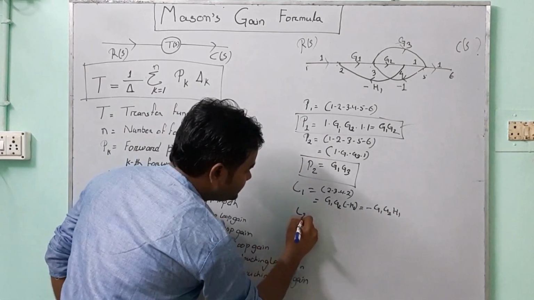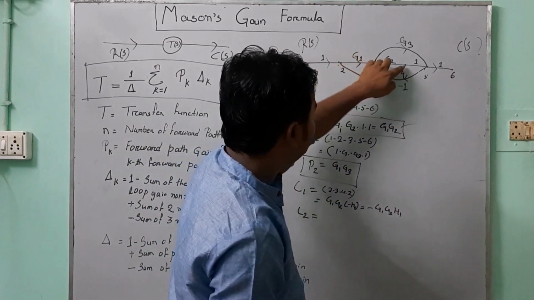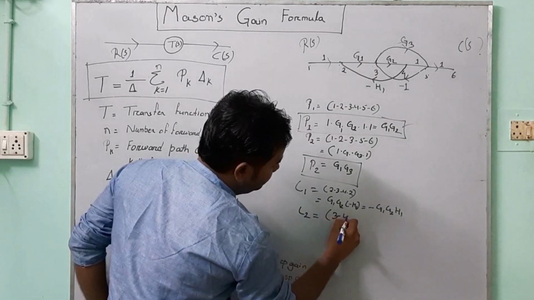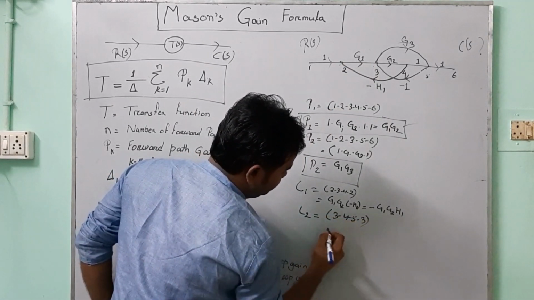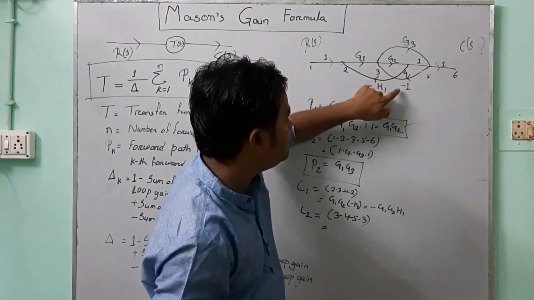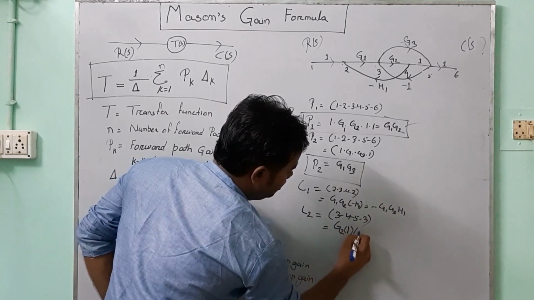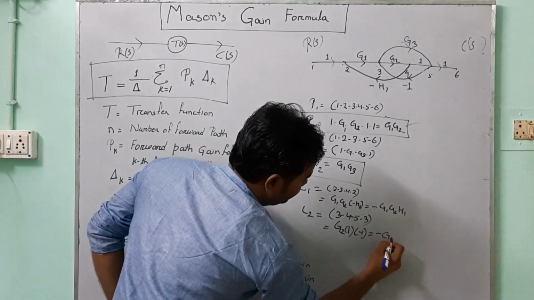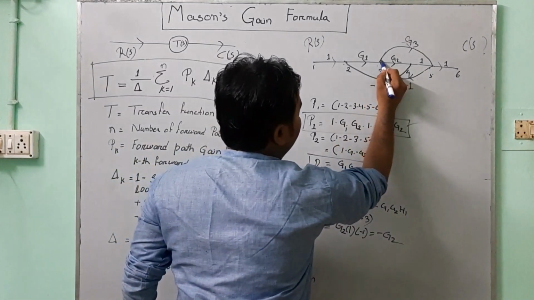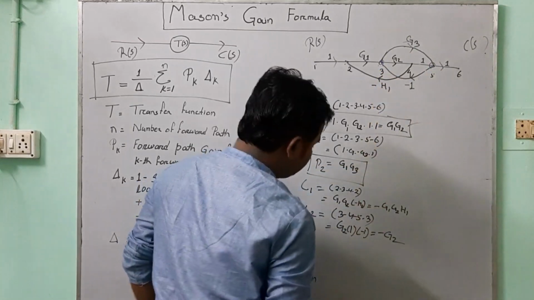Similarly, we have to find loop 2. Loop 2 is from node 3, node 4, node 5 and again node 3. Then the loop gain will be G2 into 1 into minus 1, which is equal to minus G2. Similarly, we have another loop, loop 3, in the upward direction till node 5 and again back to node 3.